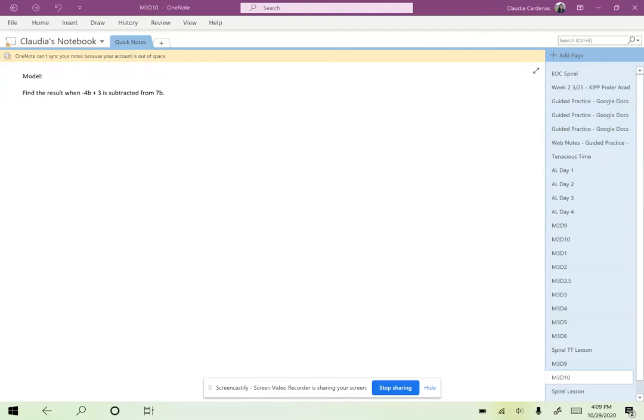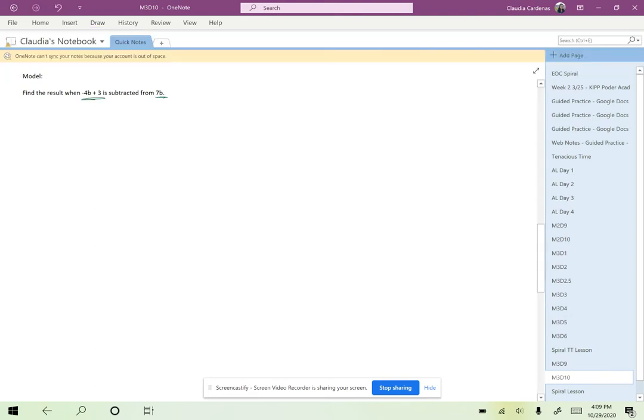So yesterday we focused on combining like terms with mainly addition and multiplication problems, and today we're going to continue talking about combining like terms, but with mainly subtraction and division problems. So the problem says to find the result when negative 4b plus 3 is subtracted from 7b.